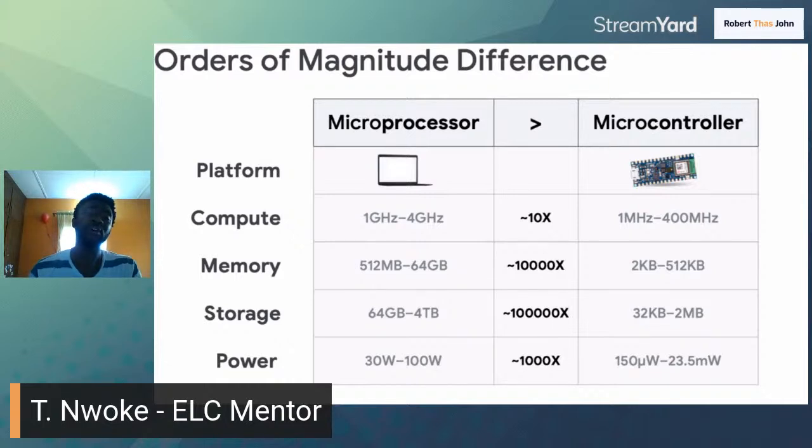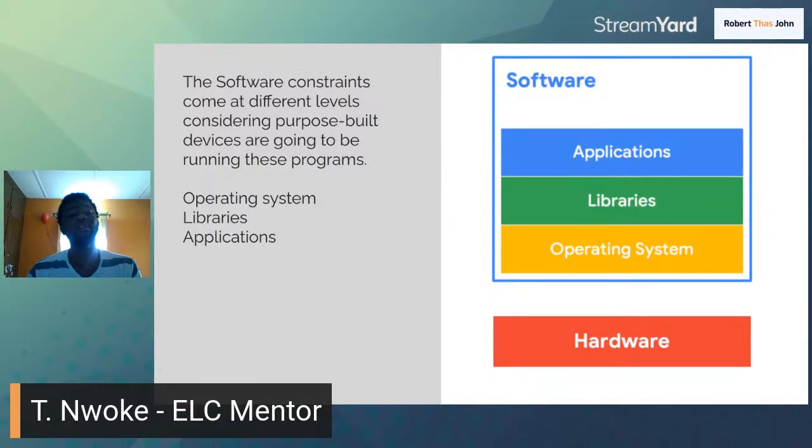How can we run such powerful algorithms on these little devices? So let's look at the software constraint of the embedded perspective. On the software constraint side, there are different levels, considering that these devices are purpose built and they're going to be running these programs, right?